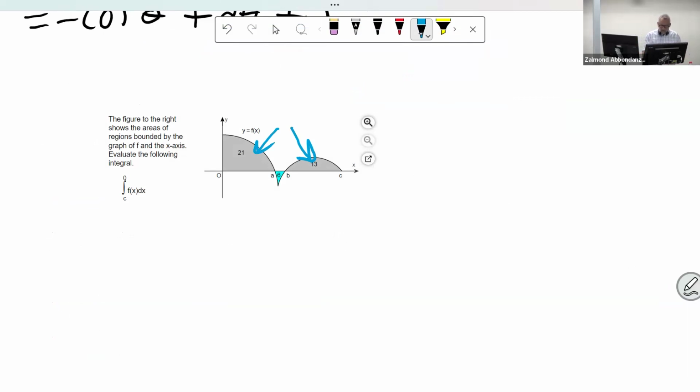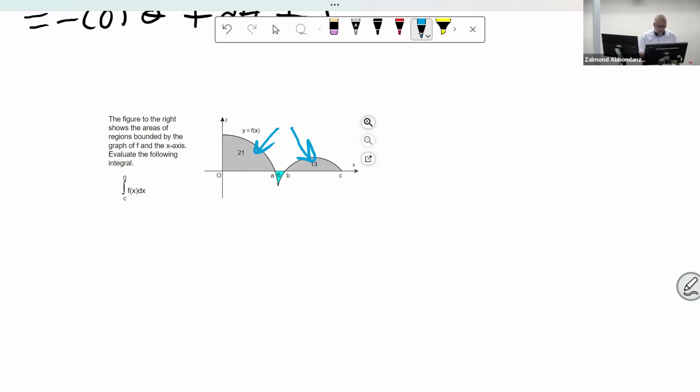In other words, the one that says 21, we're going from 0 to a. That is the integral and it's the area. You can find the area by taking the integral. Same thing with going from B to C. However, from A to B, it is beneath the x-axis. And so if we took that integral, that would be a negative number. As a matter of fact, it would be exactly the negative of the area.